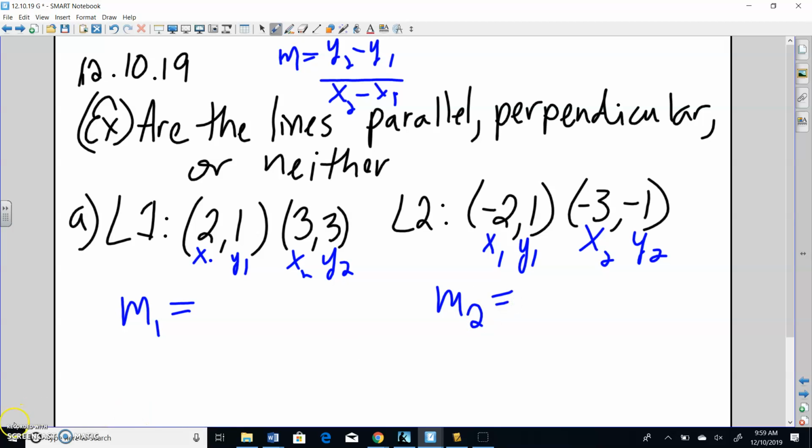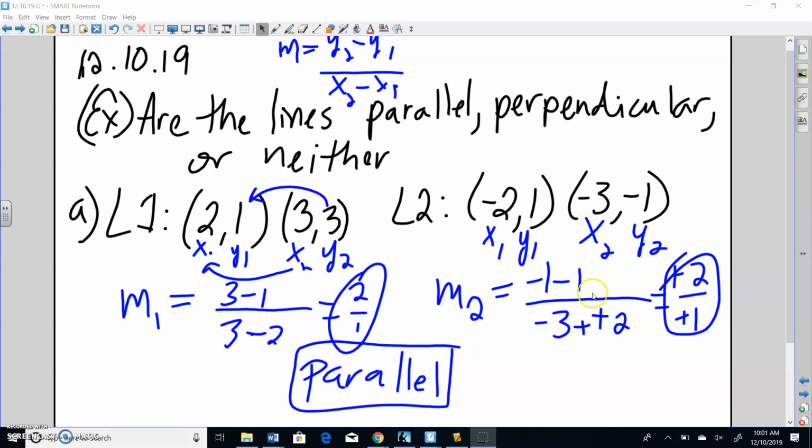1 minus 1. That's a -2. Okay. And then -3 minus a -2, that becomes plus a positive. So that's a -1. Negative over negative, that's positive. Okay, so don't forget that. So we found the slope for the first line is 2 over 1. Second line, -2 over -1, which simplifies to 2 over 1. Slopes are equal, therefore the lines are parallel.